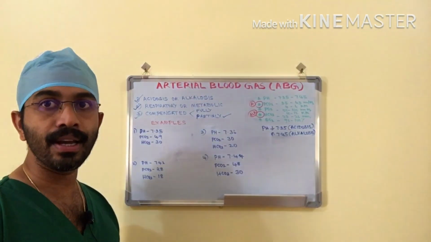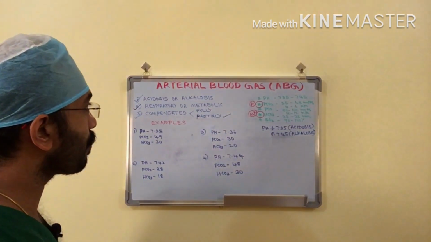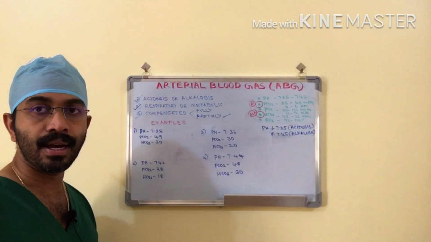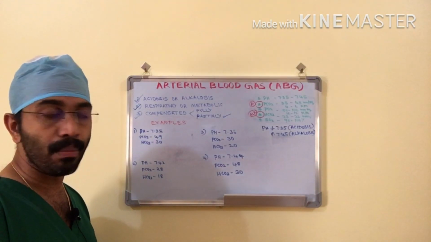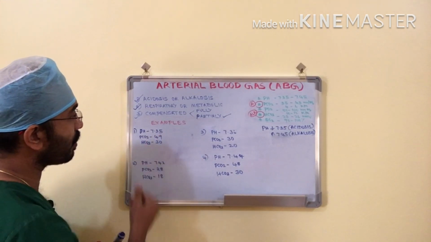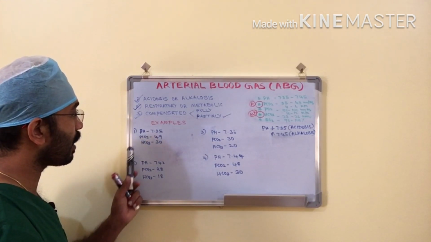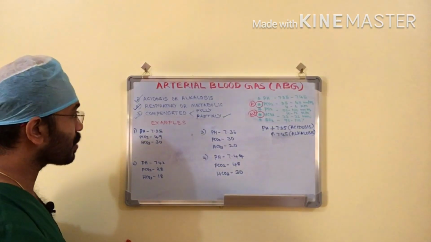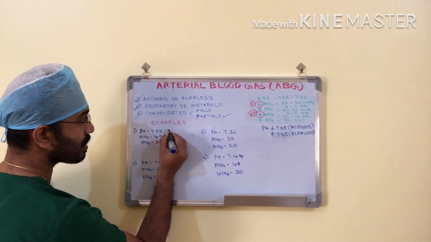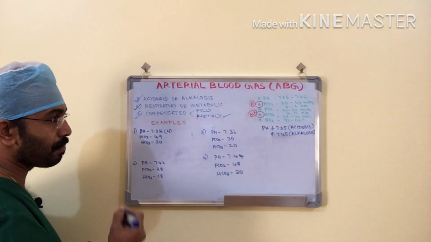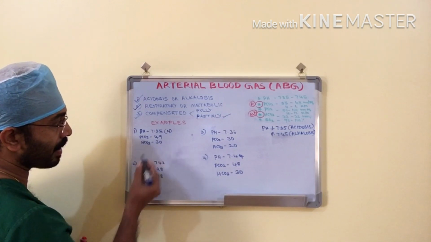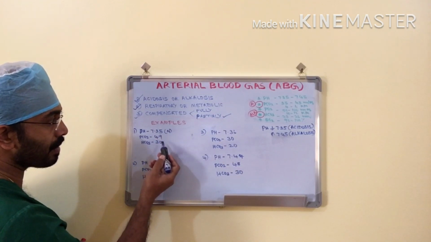Last one, it is fully compensated. So how can we understand whether an arterial blood gas is fully compensated? Suppose these are the examples. First one, the pH is 7.35, PCO2 is 49, and bicarb is 30. So let's go to this one. We will think that this 7.35 is normal, but need to check whether the PCO2 and the bicarb, both the parameters, are abnormal.